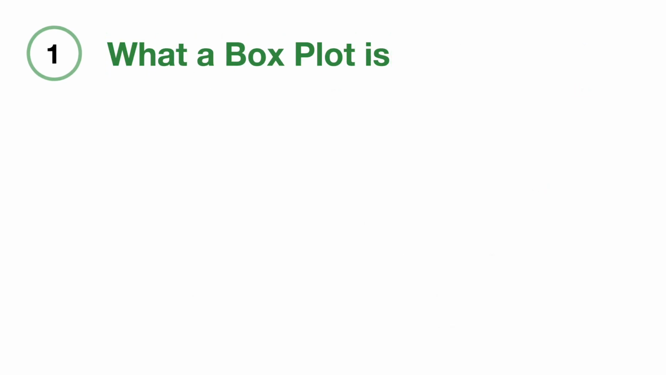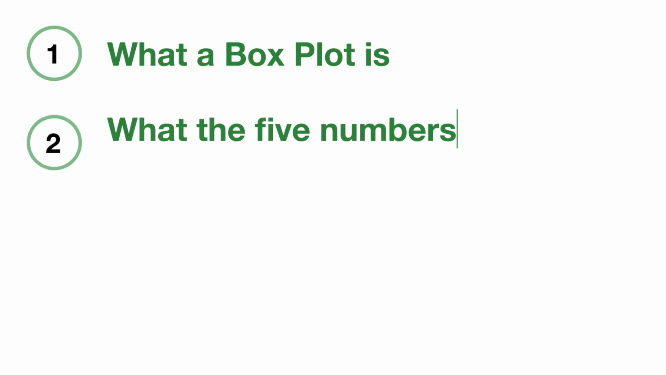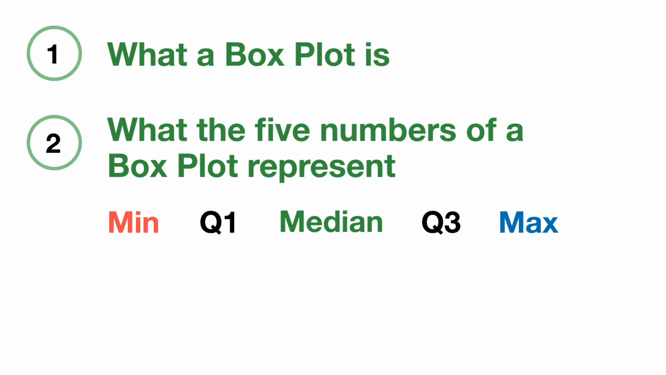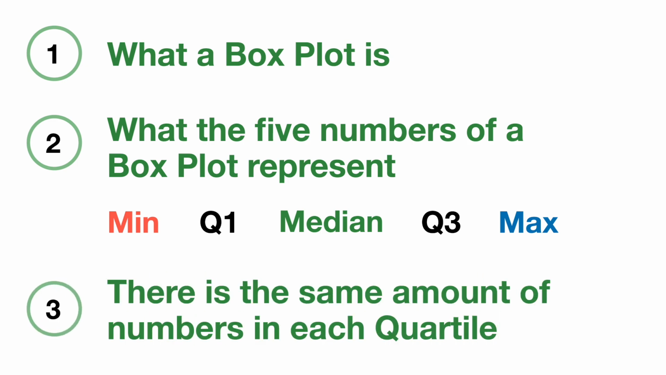So let's recap real quick. First thing we learned is what a box plot is, a graphical representation of the spread of a data set. Second thing we learned is what the 5 numbers you need to know to construct a box plot represent. And again, that's going to be the minimum, Q1, median, Q3, and the maximum. And the third thing we learned is that there is going to be the same amount of numbers in each quartile, with 25% in between min and Q1, 25% in between Q1 and median, 25% in between median and Q3, and 25% of the numbers being between Q3 and the maximum.